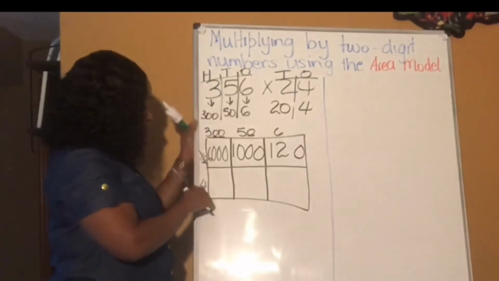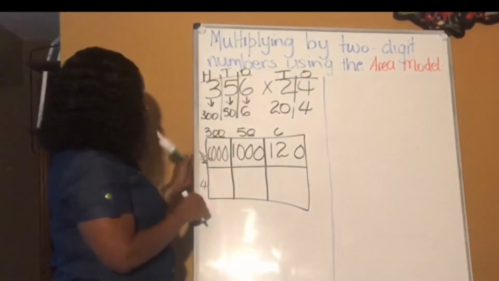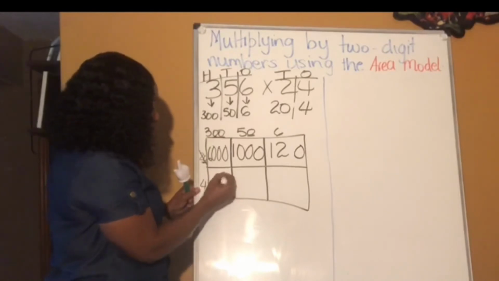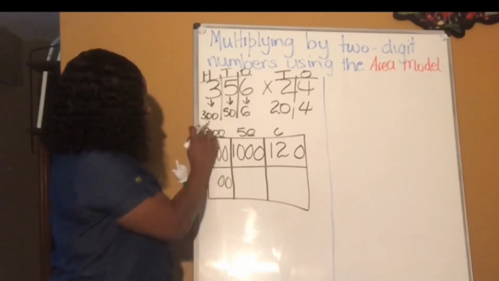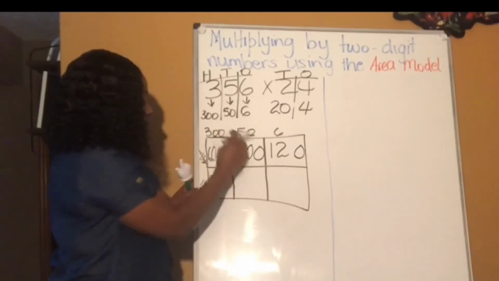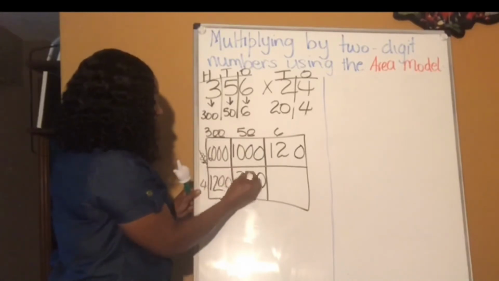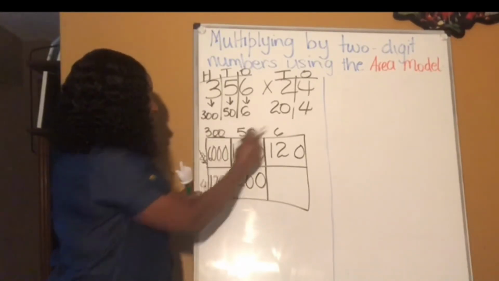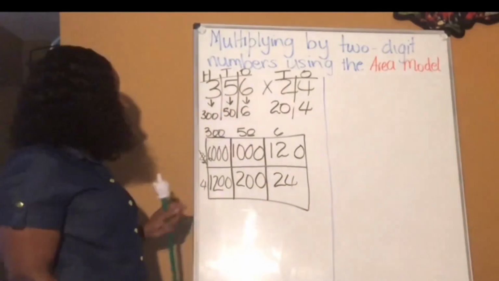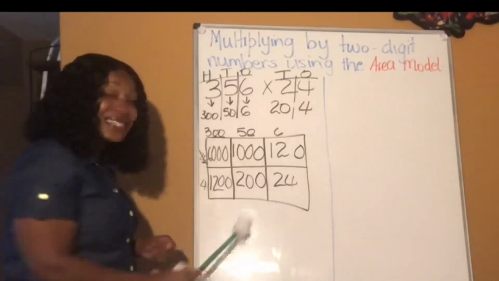But now we're multiplying 4 by everything at the top. So 4 times 300, only 2 zeros, so we write them. And then 4 times 3, that's 12. Then 4 times 50, that's 1 zero. And 4 times 5, that's 20. Then 4 times 6, that's 24. No zeros.